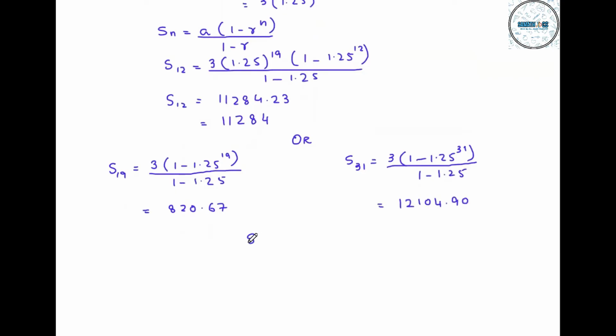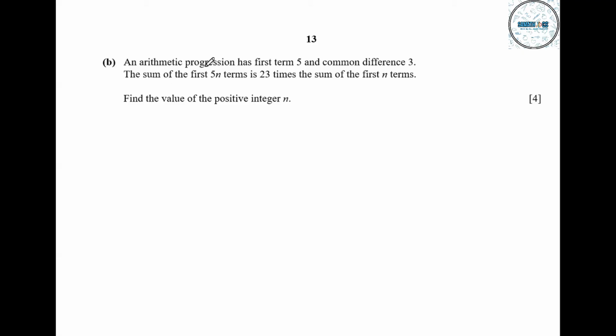So when we subtract, we get the sum of 12 terms: S31, the sum of 31 terms, minus the sum of 19 terms. So it will be 12,104.90 minus 820.67, which is equal to 11,284.23, and which will be rounded off to an integer as 11,254. Part B. An arithmetic progression has first term 5 and common difference 3.